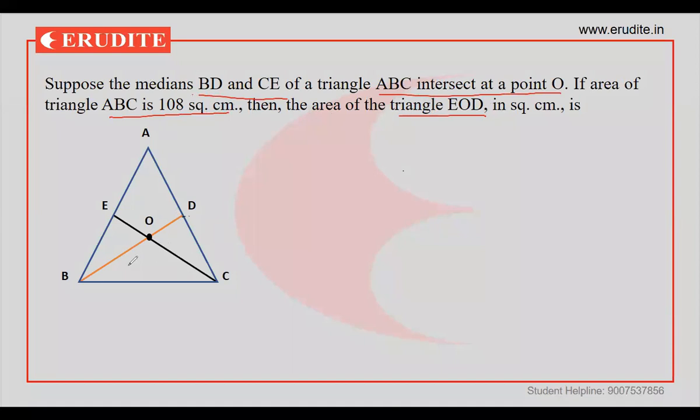So guys, here I have drawn a diagram. I have taken the triangle ABC and there are two medians, BD and CE, I have taken. So if BD is a median, then AD will be equal to DC. If CE is a median, then AE will be equal to EB. Right, these are the two things I got.